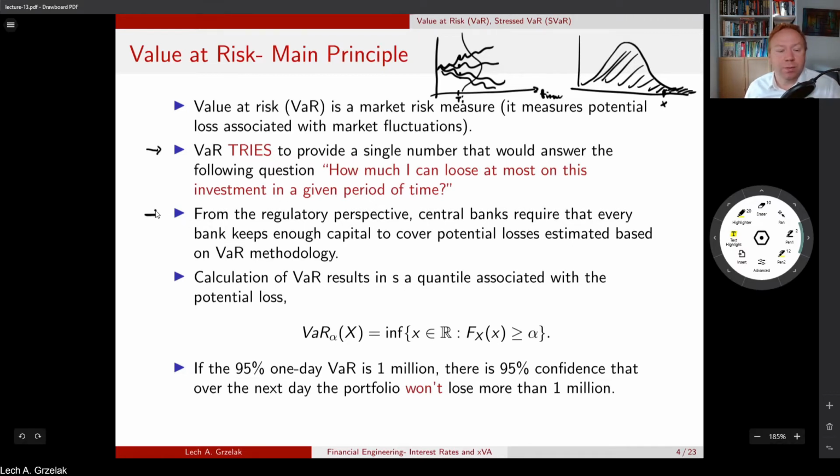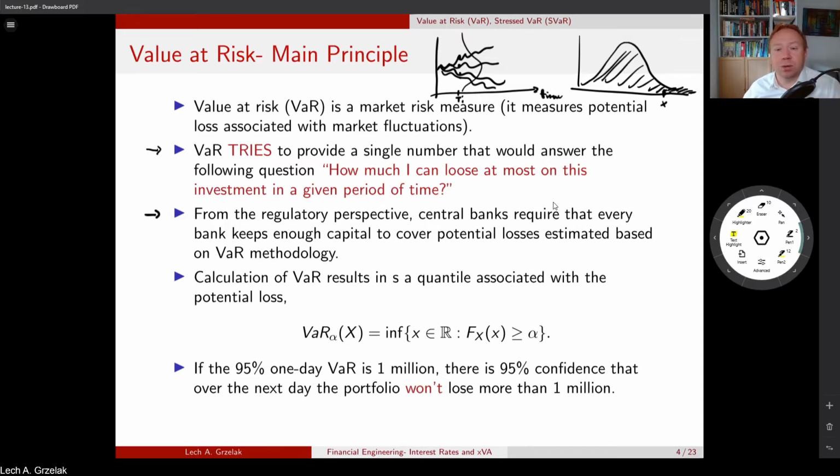From a regulatory perspective, central banks require that every bank keeps enough capital to cover potential losses estimated based on VAR methodology. So if you have calculated with VAR that potentially you may have some significant losses, then you have to gain capital to make sure that you will still be in business, you exist as a financial institution. This perspective of VAR is very important because, even if you have a large portfolio and market moves, you are already prepared for that because you were looking at the worst case scenario, of some historical data or of possible scenarios that could happen, and then you have enough capital to sustain your business. So this is how VAR typically would be used.